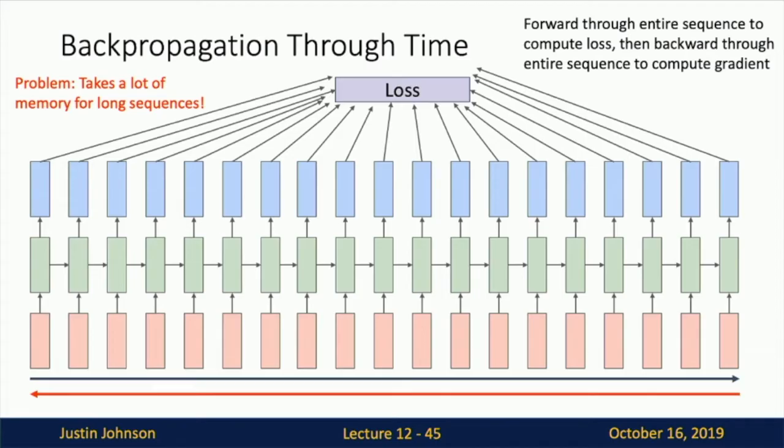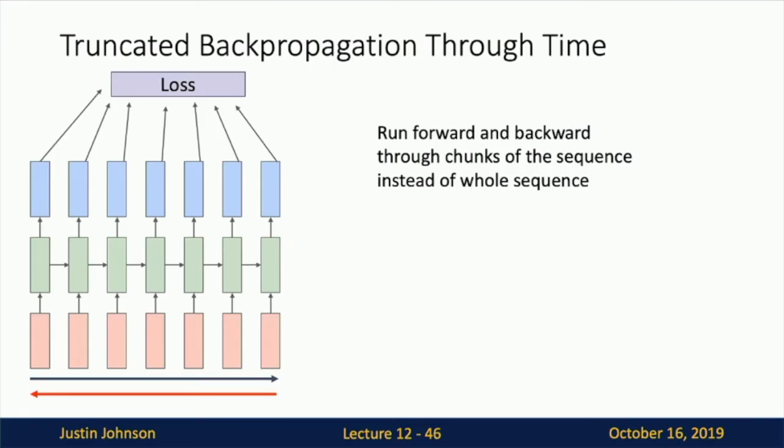Because say we want to train on sequences that are like 1 million characters long, well then you need to unroll this computational graph for 1 million time steps, and that's probably not going to fit in your GPU memory. So in practice, when we're training recurrent neural networks, and especially recurrent neural network language models on very, very long sequences, sometimes we use an alternative approximate algorithm called truncated backpropagation through time.